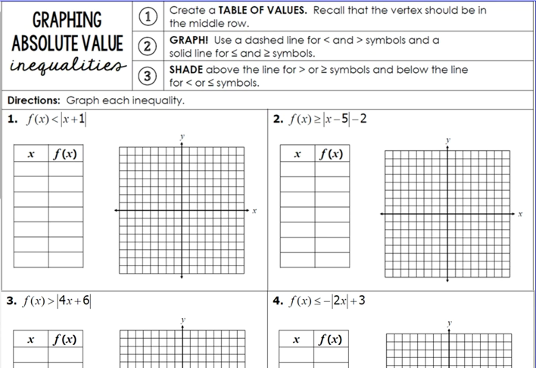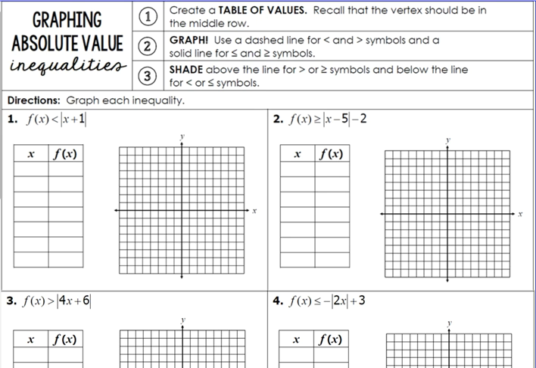And we're going to shade. There's shading involved in this, and I'll explain why after we do one. If it's greater than, you shade above. That makes sense, right? Greater than above, less than below. All right, so let's graph these just like we were graphing yesterday.